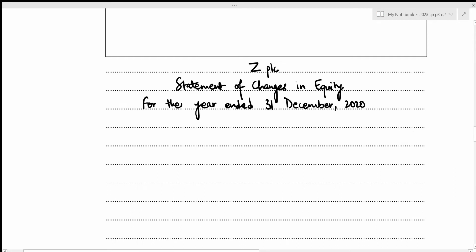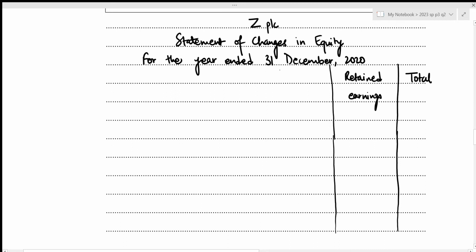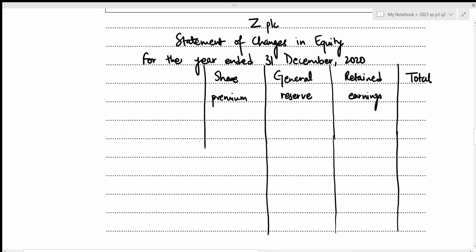Okay, so we were told that we also require the total column. So that's going to be the total column. Then the final column we will write down is of retained earnings. Then we are also given our general reserve. And then we have our share premium. And the first column is going to be ordinary share capital.